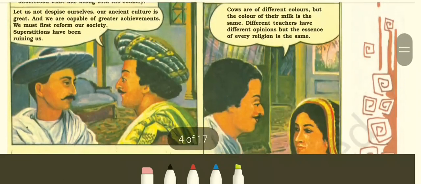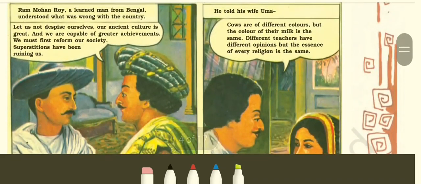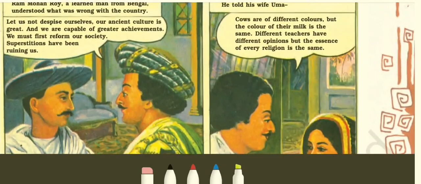Okay, so he has a discussion with someone. Let's find out what it is. He says, let us not despise ourselves. Our ancient culture is great, and we are capable of great achievements. Superstitions, false belief, believing in things that have no conclusive evidence of being true at all, have been ruining us. So Raja says, we have been creating our own problem. We have been our own troublemaker. Let us stop this. Some aspect of the ancient culture that we have been following has been crippling us.